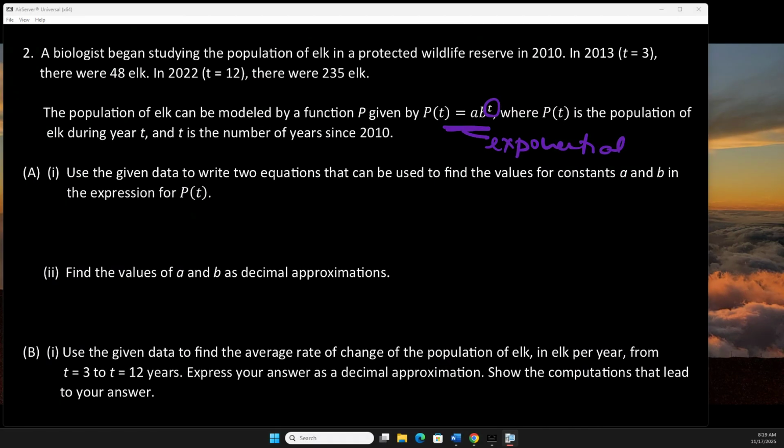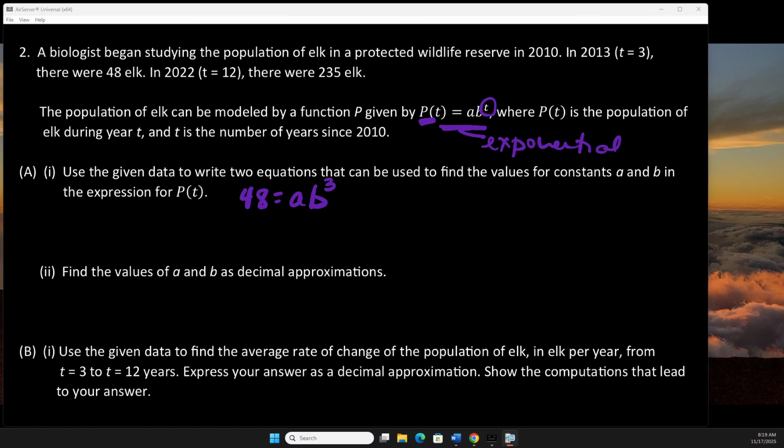All right, so we have 2 data points. One, when t is 3, the elk is 48. So we put the population of elk in for p, a and b are a and b, and we put t in for t. That's kind of obvious. And then for the second data point, the population of elk is 235, and t is going to be 12.